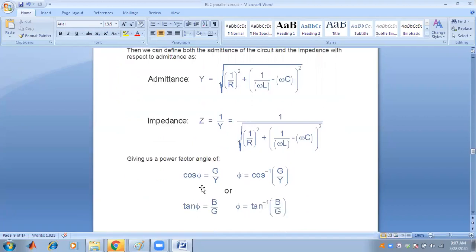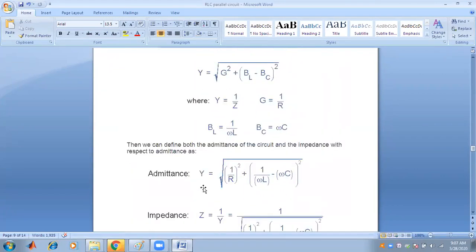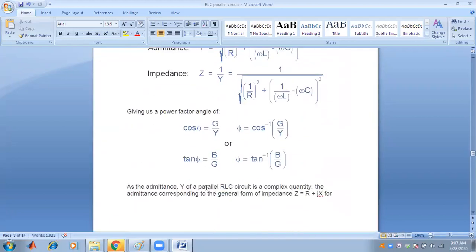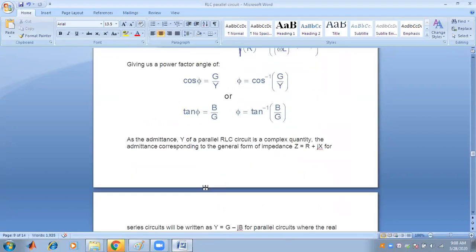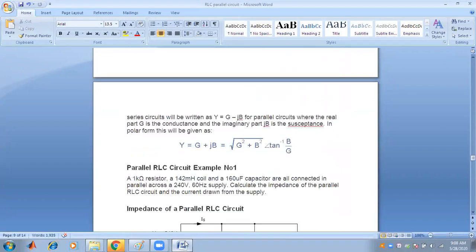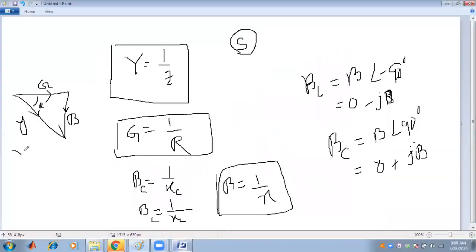And the power factor can be given as cos phi equal to G by Y, or phi equal to cos inverse G by Y, tan phi equal to B by G, phi equal to tan inverse B by G. Same as we have done in case of the admittance and the impedance. Both are the same. So Y equal to G plus jB.